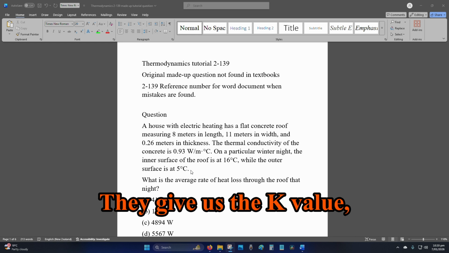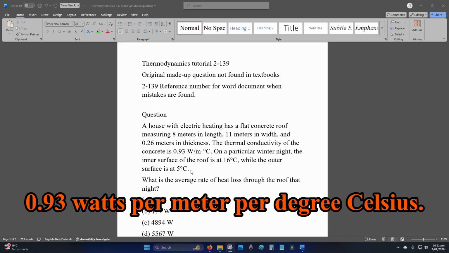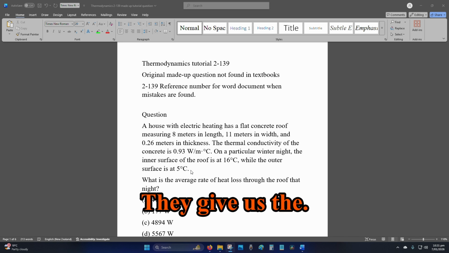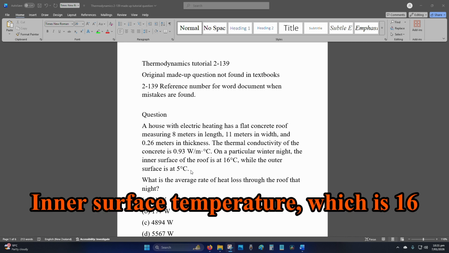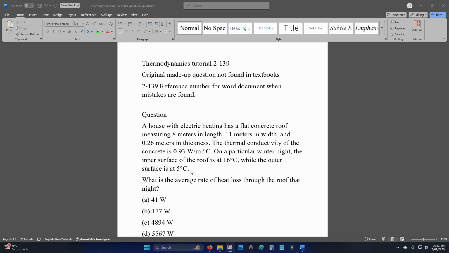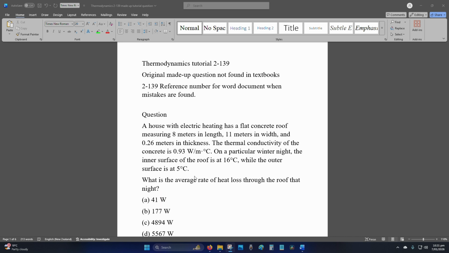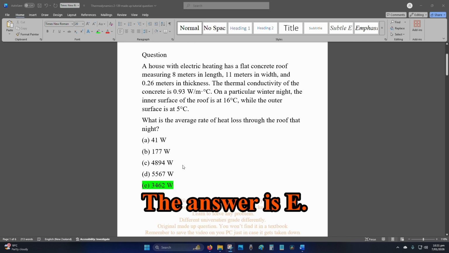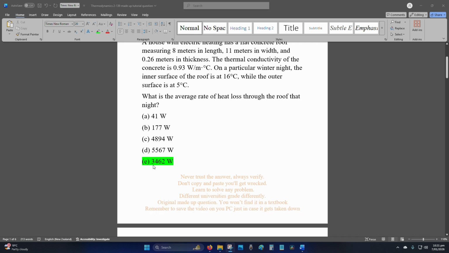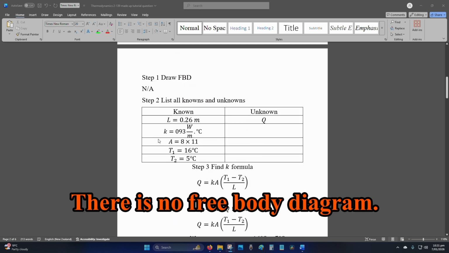They give us the K value, which is the thermoconductivity, 0.93 watts per meter per degree Celsius. They give us the inner surface temperature, which is 16 degrees Celsius, and the outer surface temperature, which is 5 degrees Celsius. So the heat transfer, or the heat loss, the answer is E, 3,462 watts. We can skip step 1, there is no free body diagram.